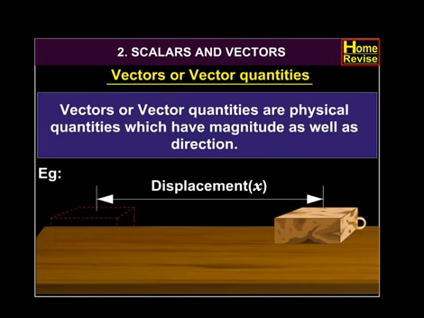Thus, displacement is a vector quantity. Similarly, velocity, force, momentum, etc. are examples of vector quantities. Graphically, a vector can be represented by a directed line segment or an arrow.